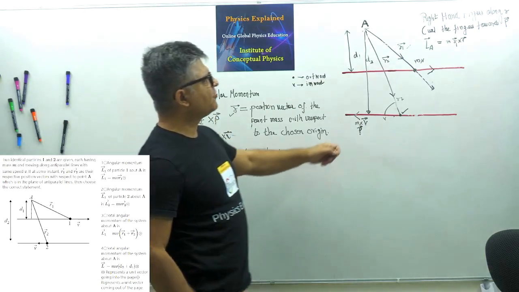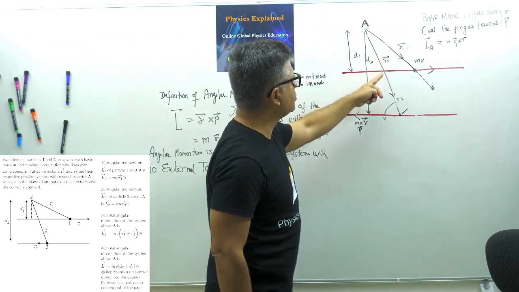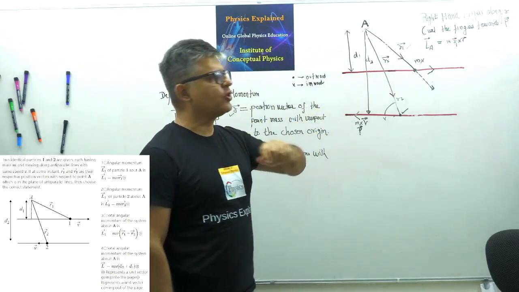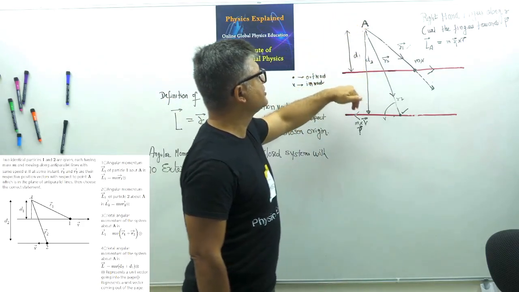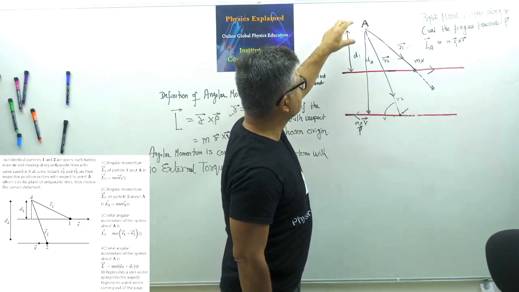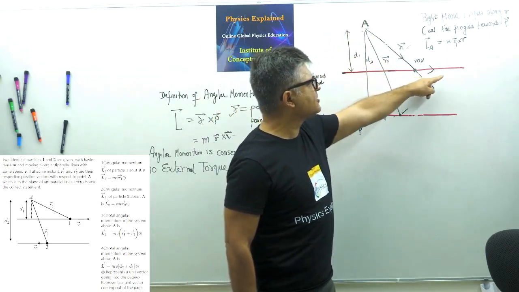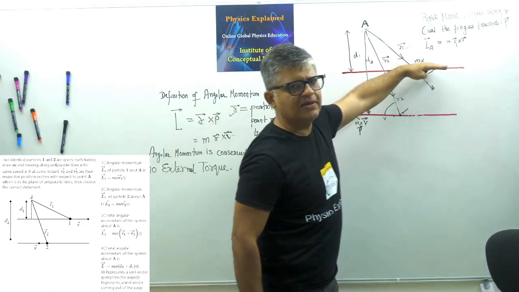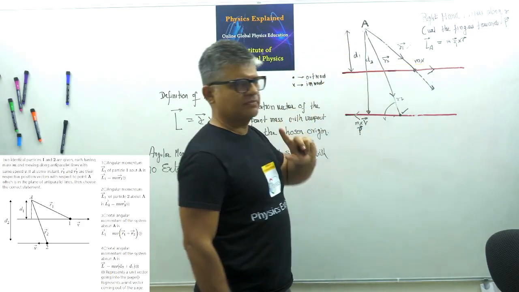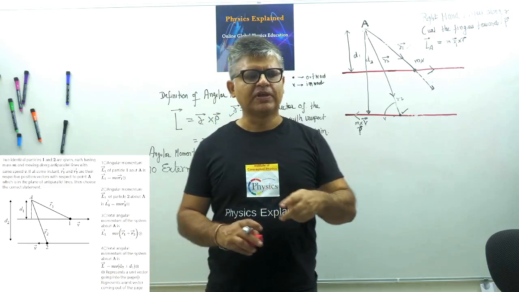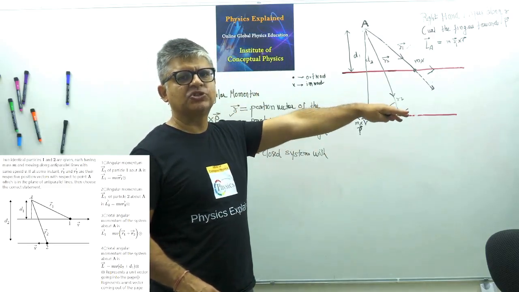Remember, apart from R1 and R2, in the question you're also given the perpendicular drops from the origin. The perpendicular drop from A on the axis or in the direction of mv is given to be D1. In the previous question, I told you, the linear momentum direction is known.